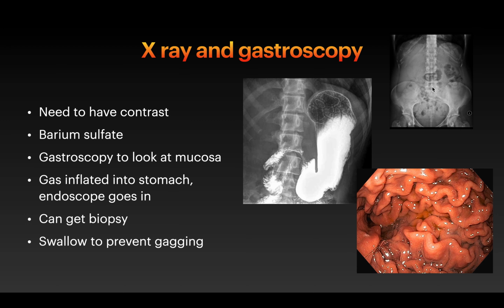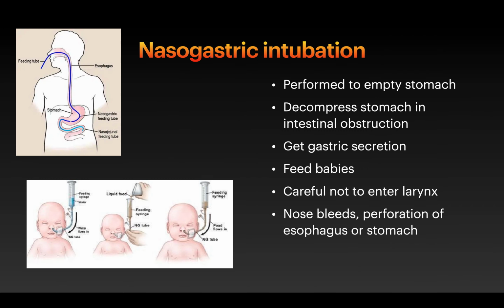So without the contrast, it looks like that. You can't really see too much going on over there. Nasogastric intubation is performed to empty and decompress the stomach in intestinal obstruction, or it can also be used to get gastric secretions and feed babies.